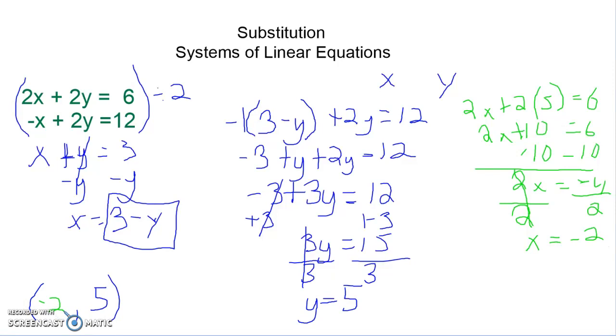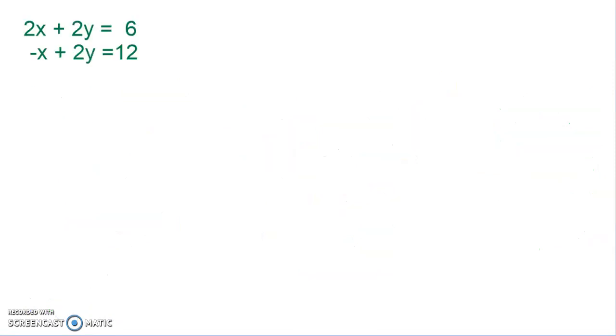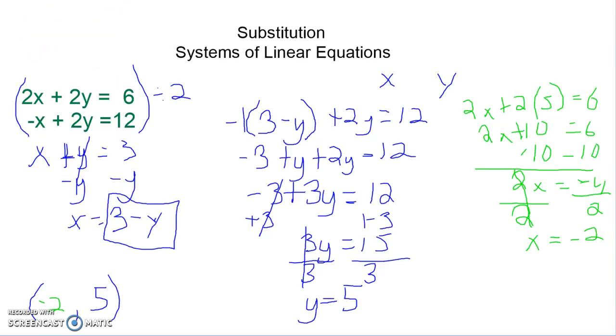I'm going to move on, and we're going to do the exact same equation, but I'm going to do it in a different order just to show you that you're going to get the exact same answer no matter how you choose to do it. Okay, so this is the exact same equation. We're starting with 2x plus 2y is equal to 6, and negative x plus 2y is equal to 12. Just to show you, we just solved the exact same one here.